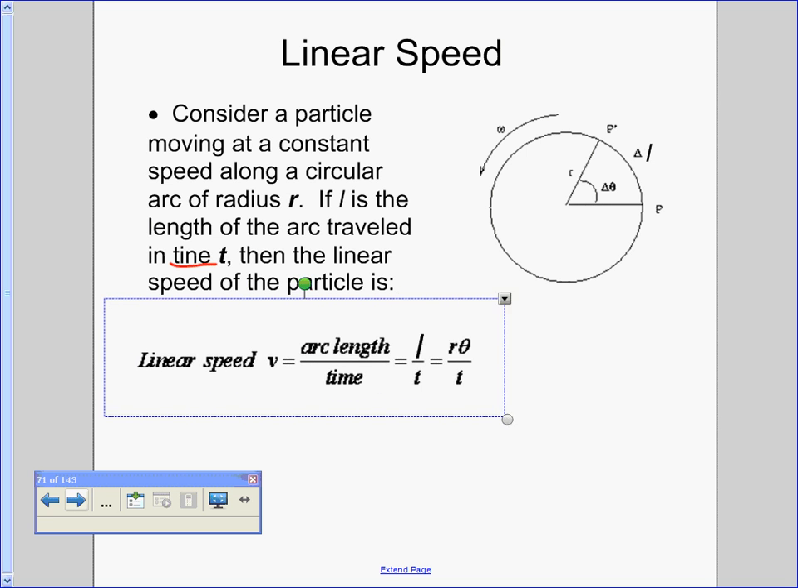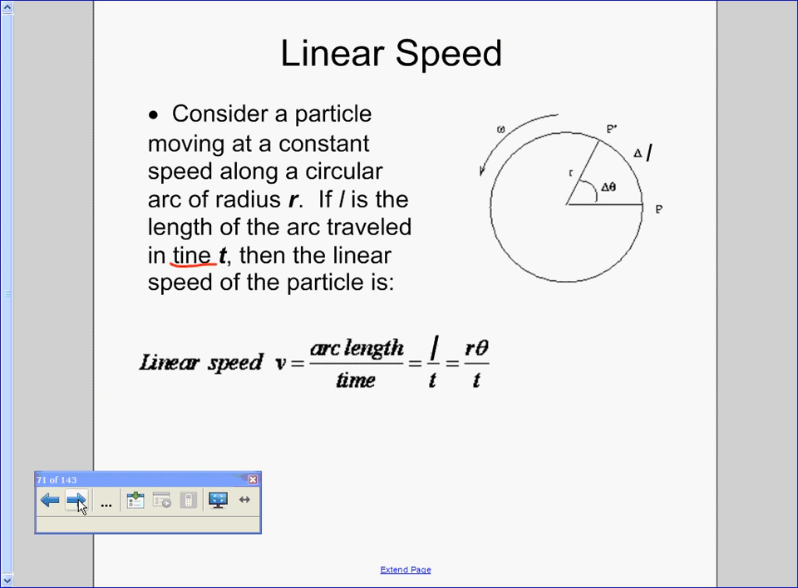So let's take a look at that. This should make sense, because arc length is just a distance traveled. Distance divided by time is going to give us our speed, just like the distance equals rate times time formula. So our arc length divided by our time is going to give us our linear speed, and that's all we need to think about. We have our arc length, and then we just divide it by the amount of time it took to make that move.